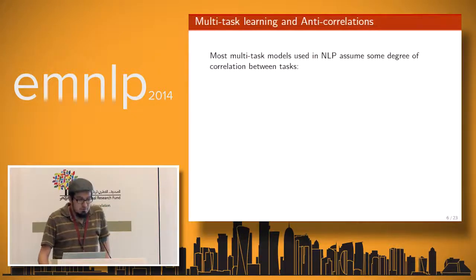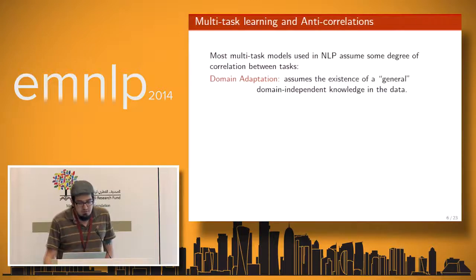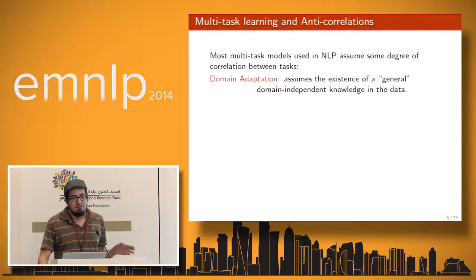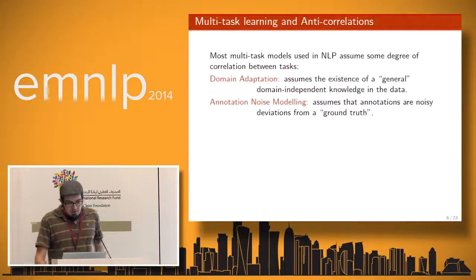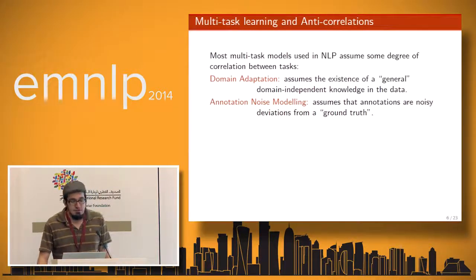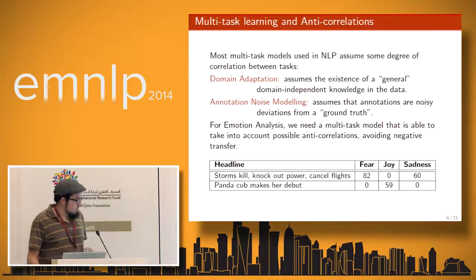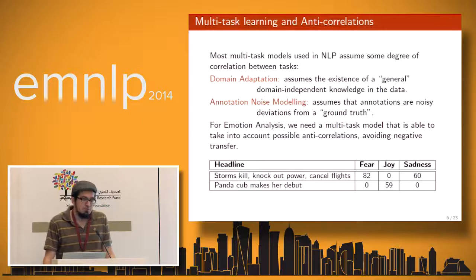So most multitask models we use in NLP assume some degree of correlation between the tasks. For example, in domain adaptation, we assume there is some kind of general knowledge, and then we have some domain-specific knowledge that deviates from this general knowledge. In annotation noise modeling, the setting is similar. We have a ground truth annotation, and we assume that the actual annotations are noisy deviations from this ground truth. But in the case of emotion analysis, we need a multitask model that is able to take into account positive correlations, but also anti-correlations. For example, you can see that there is some degree of positive correlation between fear and sadness, but we also want to take into account that joy has an anti-correlation with the other 2 emotions.